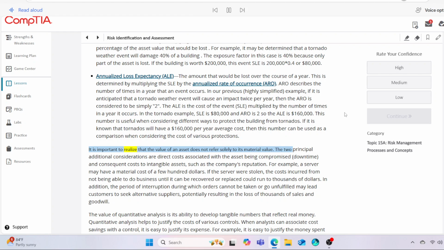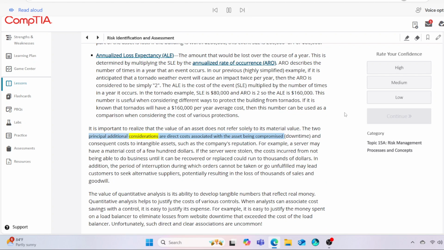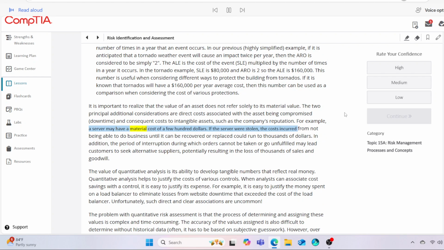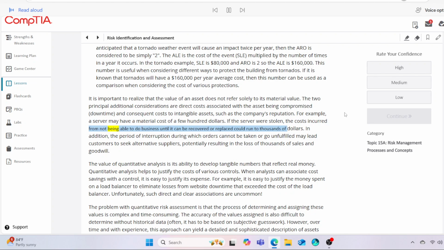It is important to realize that the value of an asset does not refer solely to its material value. The two principal additional considerations are direct costs associated with the asset being compromised, downtime, and consequent costs to intangible assets, such as the company's reputation. For example, a server may have a material cost of a few $100s. If the server were stolen, the costs incurred from not being able to do business until it can be recovered or replaced could run to thousands of dollars.